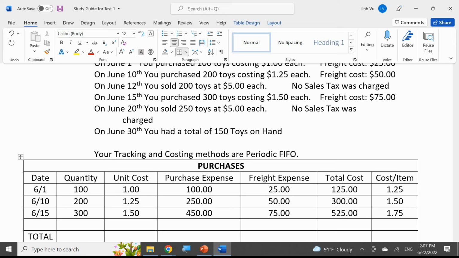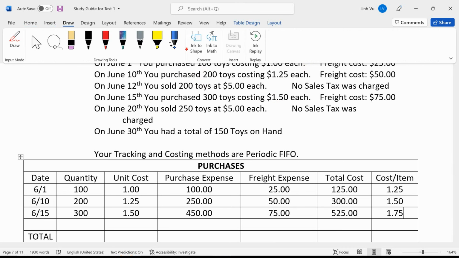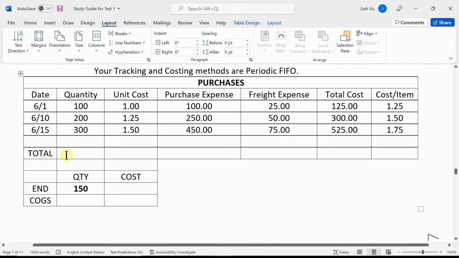except for this, okay? Because when we find out that on June 30th, you have a total of 150 toys left on hand. So let's go ahead and plug this in. So we have a total of 150 as my ending balance. So let's add up my totals here.